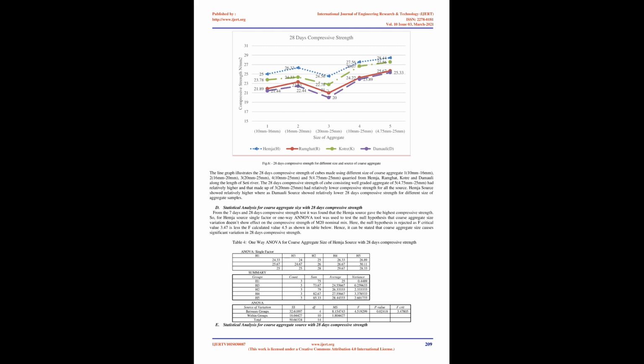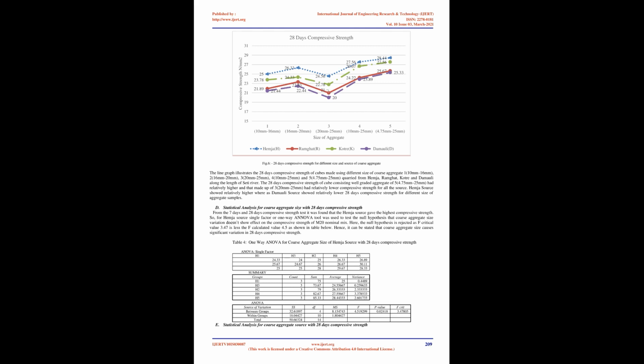samples. Statistical analysis for coarse aggregate size with 28 days compressive strength. From the 7 days and 28 days compressive strength tests, it was found that the Hemja source gave the highest compressive strength. So, for Hemja source, a single factor or one-way ANOVA tool was used to test the null hypothesis that coarse aggregate size variation doesn't show effect on the compressive strength of M20 nominal mix.